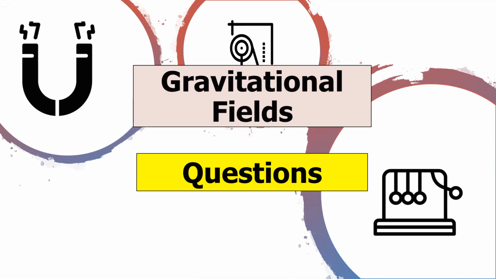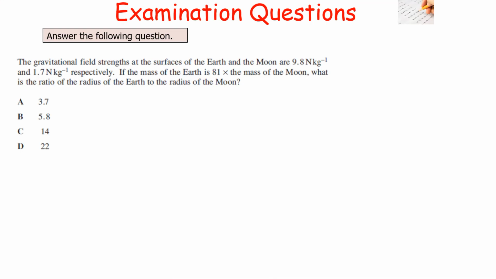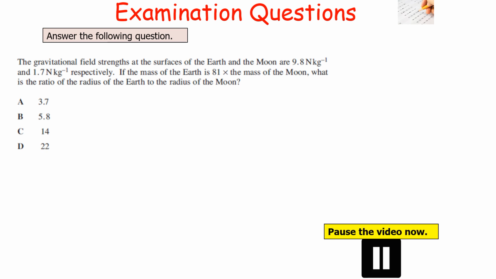So let's start off by having a look at a few multiple choice questions on gravitational fields. The first question says, the gravitational field strengths at the surface of the Earth and the Moon are 9.8 newtons per kilogram and 1.7 newtons per kilogram respectively. If the mass of the Earth is 81 times the mass of the Moon, what is the ratio of the radius of the Earth to the radius of the Moon? Pause the video now, then unpause the video when you want to go through your answer.